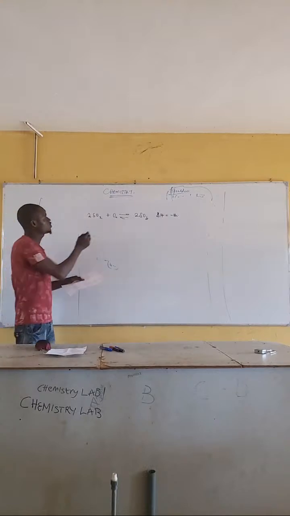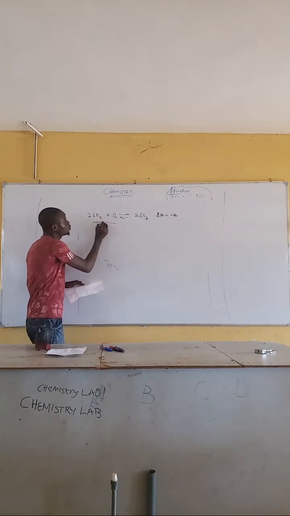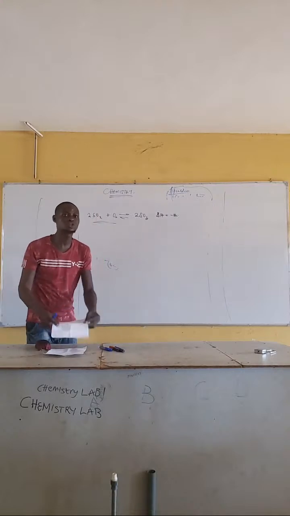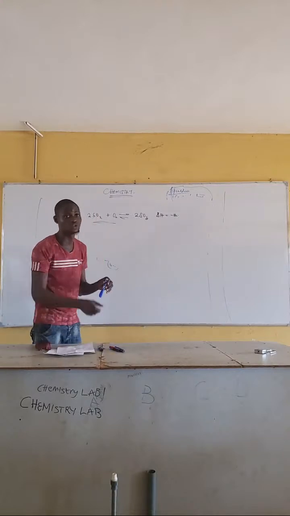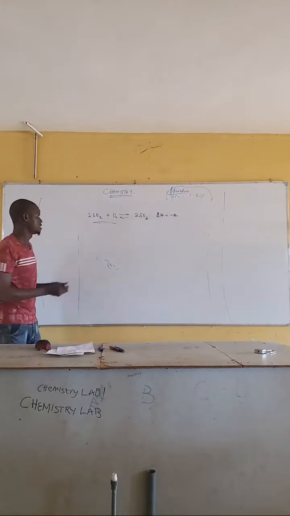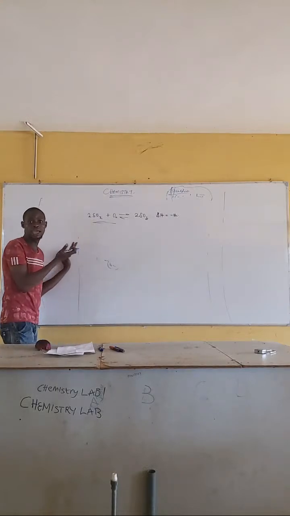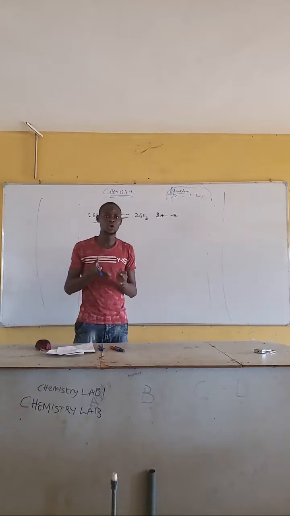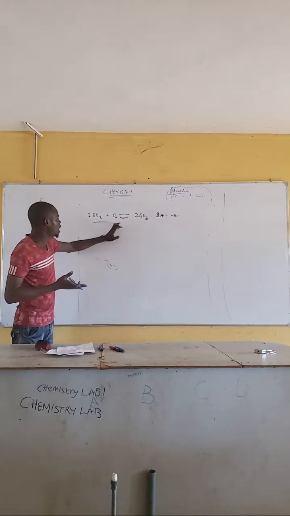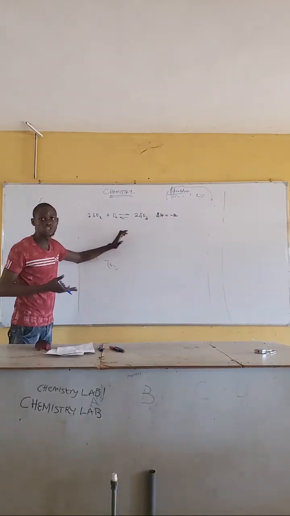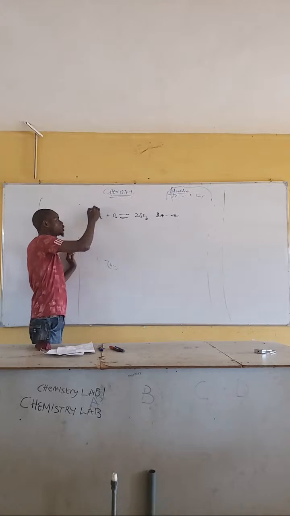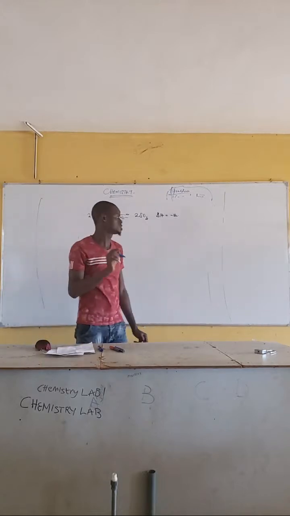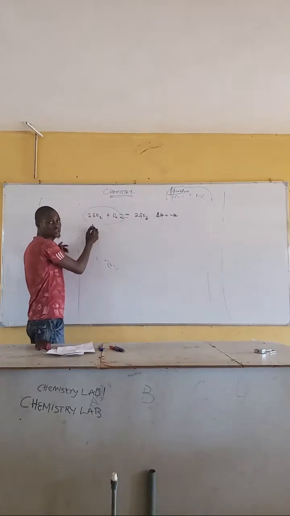To favor the backward reaction, what will we do? Let me use the three properties that I've just explained to pick the option. Here they want to know which of the following conditions is going to favor the production of more of this. How do we get it? Please take note of this. Let me start with pressure.